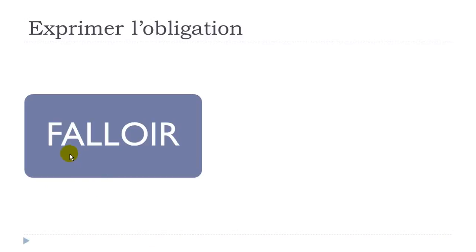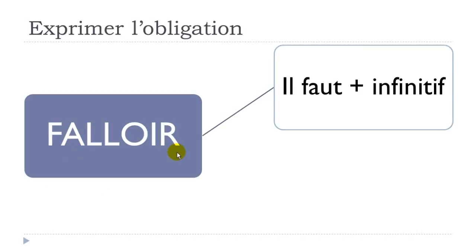Comment exprimer l'obligation? So when you must do something, well, there is a verb for that to express must, and this is falloir. Okay, and then you will have two options. The first one will be il faut. So you've got to remember that falloir is what we call verbe impersonnel, because there is only one form and it's il, third person of the singular.